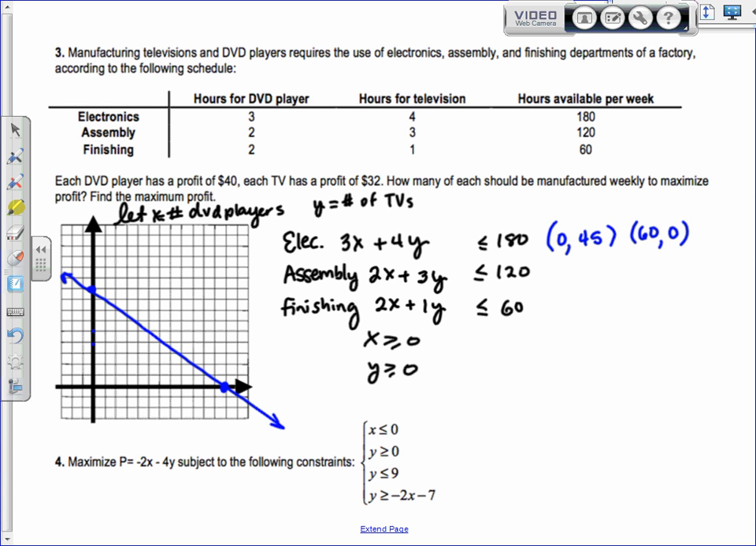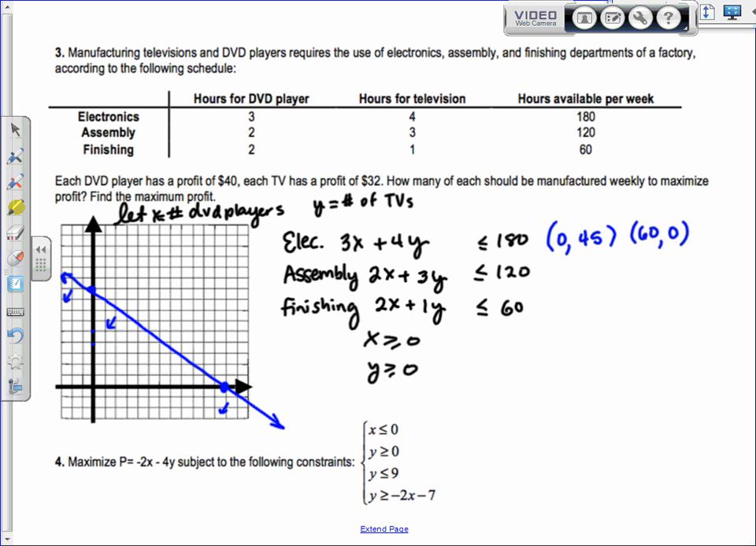All right, this first line we're going to shade below, because if I plug in 0, 0, I have 0 is less than or equal to 180, which is true. So I'm going to shade below this line. So you can do little arrows. We talked about this before. So just know that we're going to be below that line.